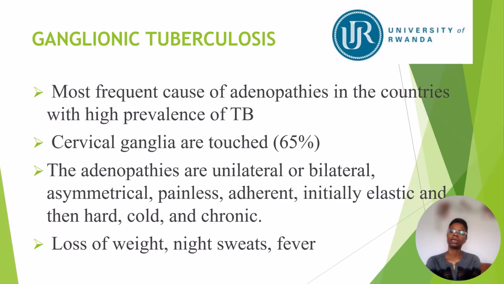The neck ganglia are the most attacked. It is attacked in 65%. The cervical ganglia are the most attacked. The adenopathies are unilateral or bilateral. They are asymmetric, they are painless, and initially they are elastic, then they become hard, cold, and also chronic in most of the cases. The person who has ganglionic tuberculosis has loss of weight, night sweats, and also fever.